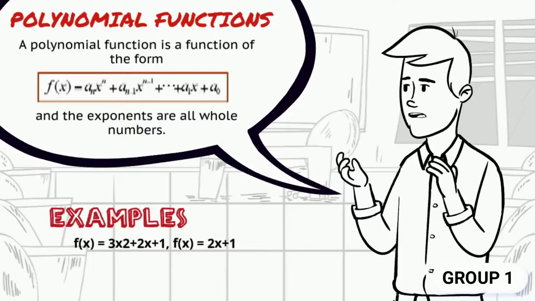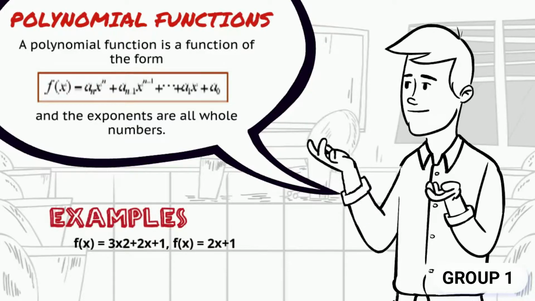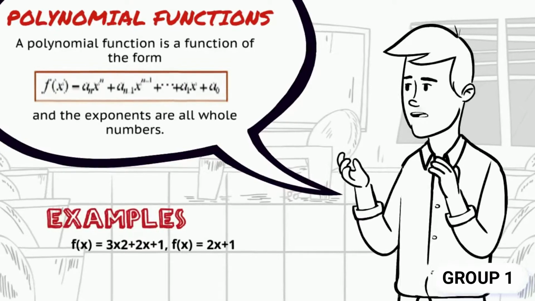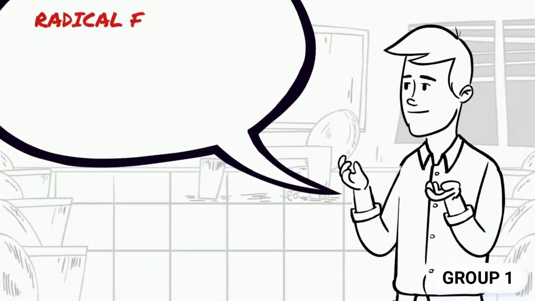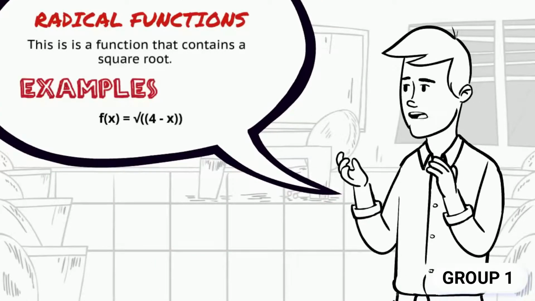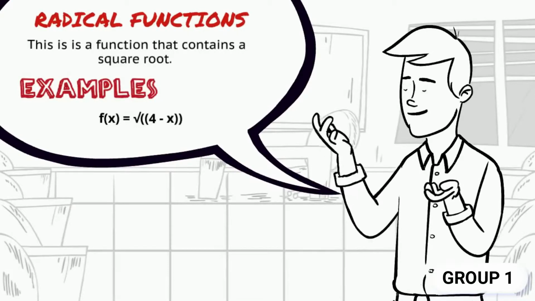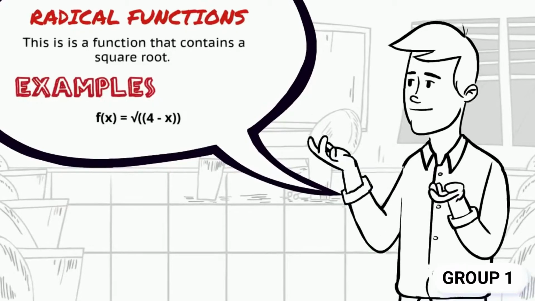Examples of these are f(x) = 3x^2 + 2x + 1 and f(x) = 2x + 1. Next up, we have radical functions. This is a function that contains a square root. An example of this is f(x) = square root of (4 - x).